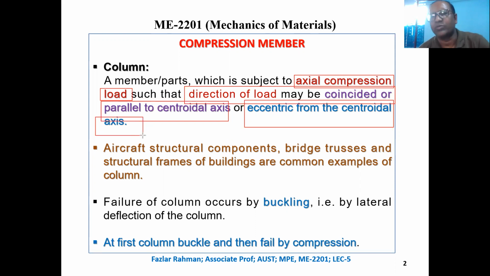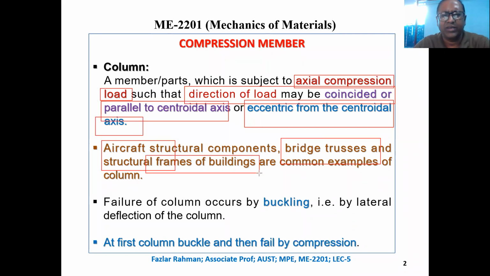Now, where is column used? Used in the aircraft, in the ship. You see a lot of bridge. They use the truss that is also compressive. Then building structure. You will see a lot of building nowadays making with the I-beam. The load is, like compressive load, and all the column used in the building. Instead of concrete, most nowadays you see in the neighborhood they're using I-beam for a vertical column.